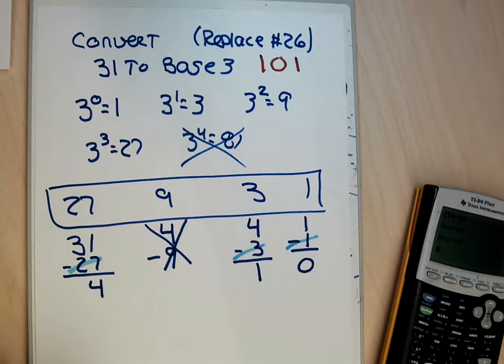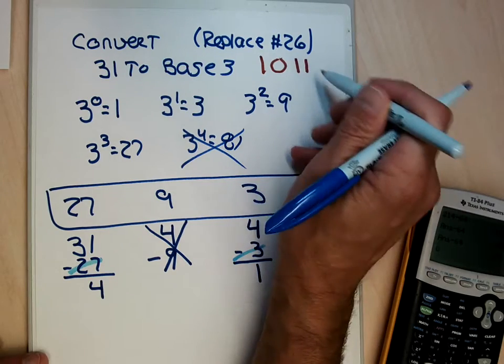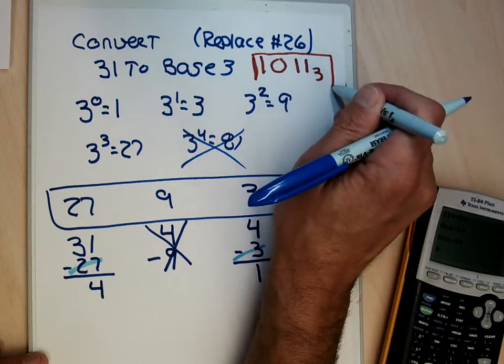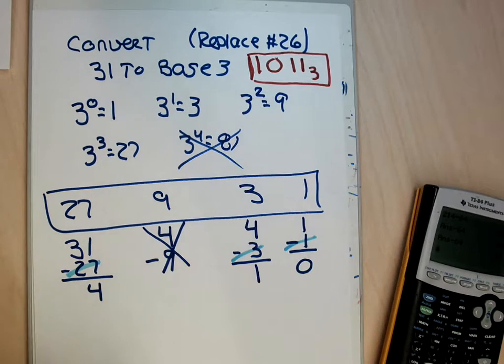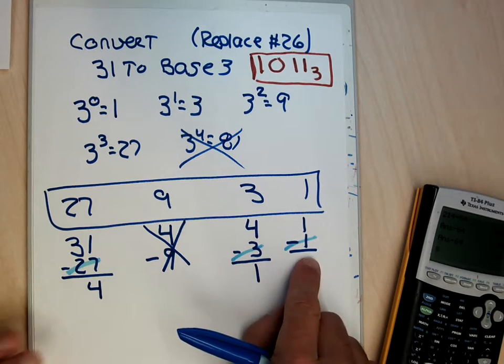I'm done, other than taking the number of times I did the subtracting here, 1, putting it in my answer along with the base. The answer to this new problem, converting 31 to base 3, is 1011 base 3. 1 subtraction, no subtraction, 1 subtraction, 1 subtraction.